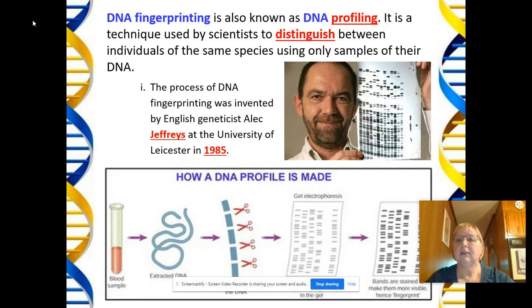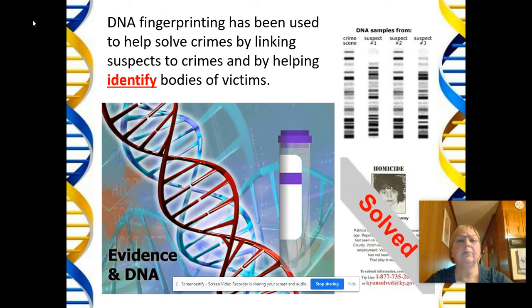Just a little information. DNA fingerprinting is also known as DNA profiling, and it is a technique used by scientists even today to distinguish between individuals of the same species. This process was invented by Alec Jeffreys in 1985. In fact, he got a Nobel Prize on it. DNA fingerprinting has been used to help solve crimes by linking suspects to crimes and by helping identify bodies of victims.